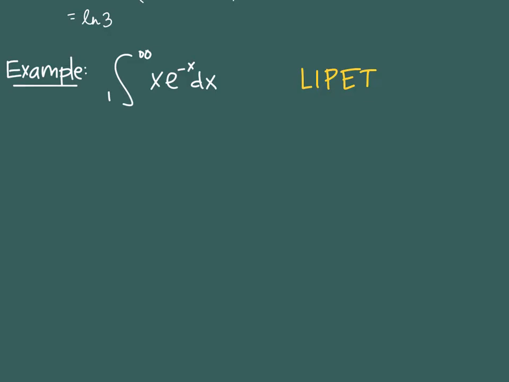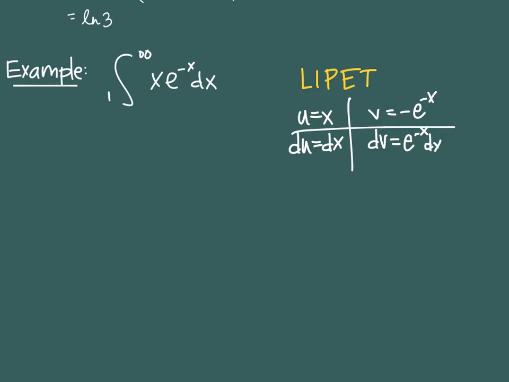So according to the LIPIT test, which one would we choose as our u? Yeah, P is polynomial, right? So our u is going to be x, which means our du is dx, which means our dv was e to the negative x dx, which means our v is negative e to the negative x. So we have our integration by parts that we're ready to do.